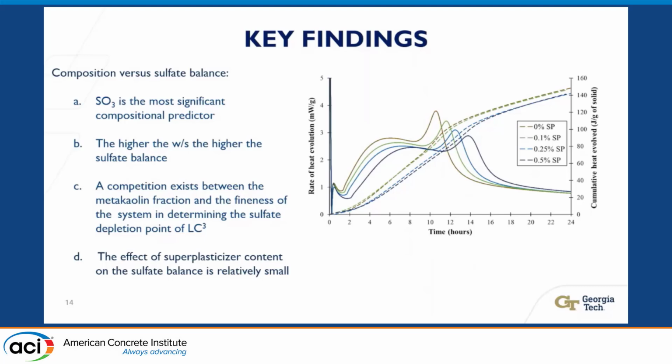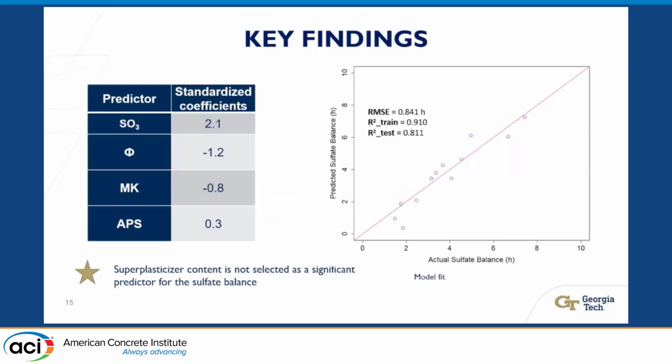So, some of the key findings. It's not surprising that sulfate is the most important compositional predictor. But what we found was that the greater the water to solid ratio, the higher the sulfate balance that was required to maintain these kinetics. And we were seeing a strong competition between the metakaolin fraction and the fineness, so factors related to particle size, in determining this depletion point. Again, it's all going to be driven by the kinetics of the process. And then finally, in this particular system, we're working under fairly narrow conditions. The effect of the superplasticizer actually appeared to be less important than some of these other factors in determining sulfate balance, which may or may not be surprising.